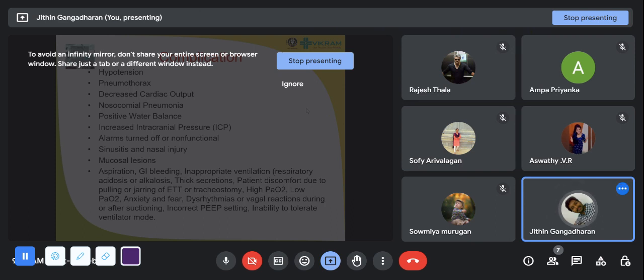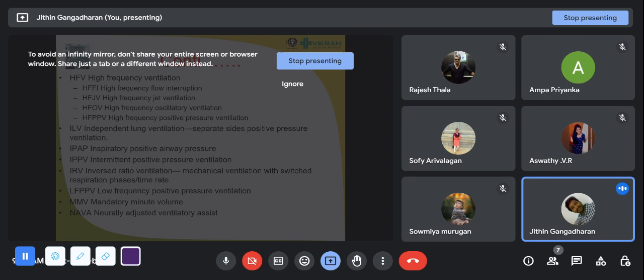Nosocomial infection. Definitely, if there is an invasive procedure, there will be a hospital acquired infection. Positive water balance because of the positive airway pressure which we are giving. Increased intracranial pressure, because when the intrathoracic pressures are increased, it leads to increased intracranial pressures. Sinusitis, mucosal lesions, aspiration, GI bleeding. All those things will be the basic problems with these ventilators. Just terminologies.